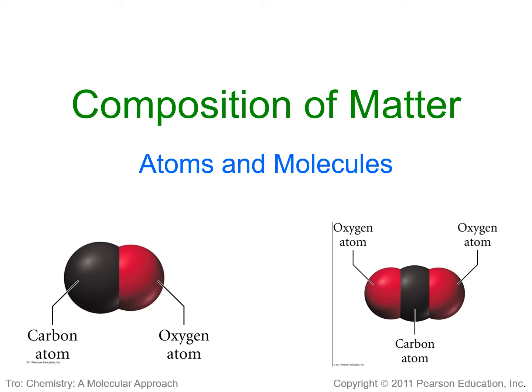So on the left, one carbon, one oxygen. We'll learn more about naming later, but this is carbon monoxide. On the right, we have two oxygen atoms and a carbon atom that are physically bonded to each other. And this is carbon dioxide. They have very different properties.